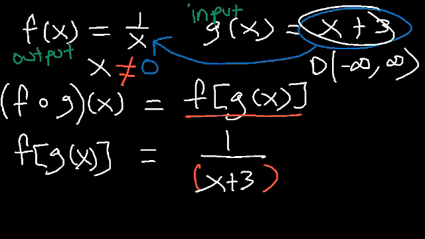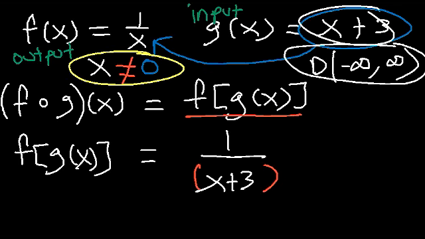Now for the composite function, the domain is dependent on the input function. Since we don't have any restrictions on the input function, we don't have to worry about it. Even though there's a restriction on the output function, that's not going to affect the composite function. The input function affects the composite function, not the output.